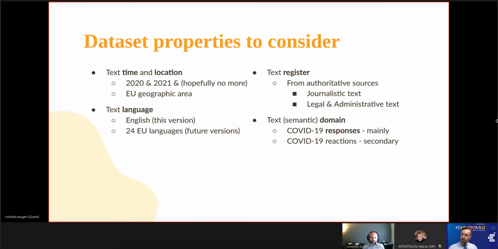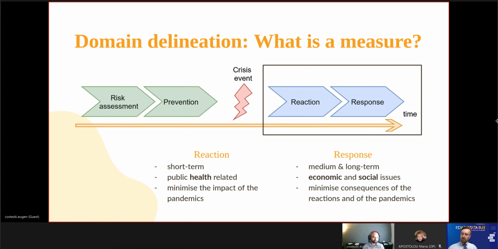Then in terms of the domain, or the semantic domain of the text, we primarily focus on COVID-19 responses. But because we can't always easily make a distinction between responses and reactions, we also cover reactions. And then you would ask me, what's the difference between responses and reactions? What are those distinctions?